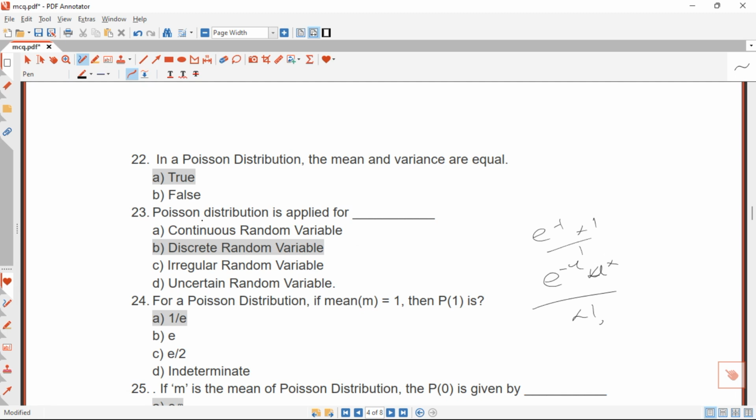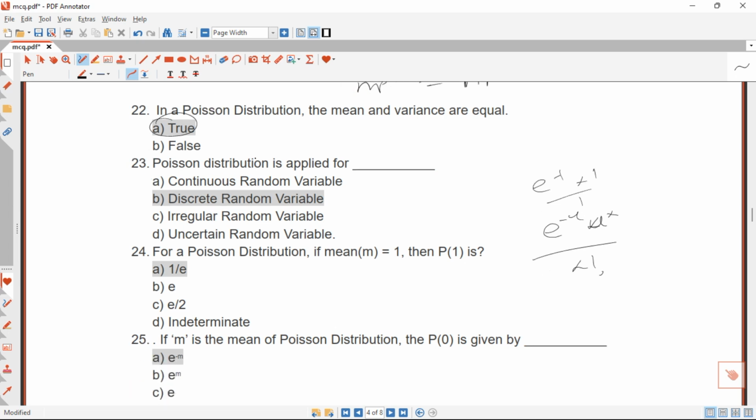Question 22 says, in a Poisson distribution, the mean and variance are always going to be what? Equal. They are always going to be equal, because when we were treating the Poisson distribution, we said the variance of x is equal to the expectation of x. So here we are going to have np for the mean and np for the variance.